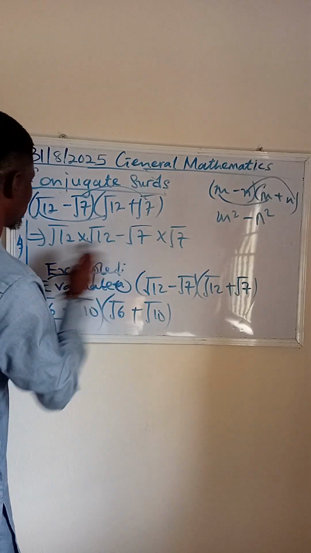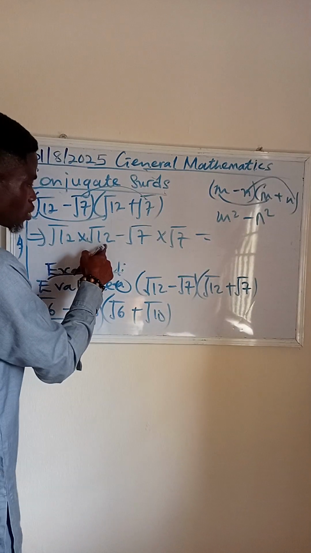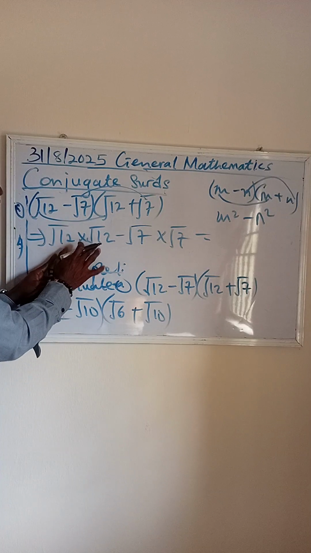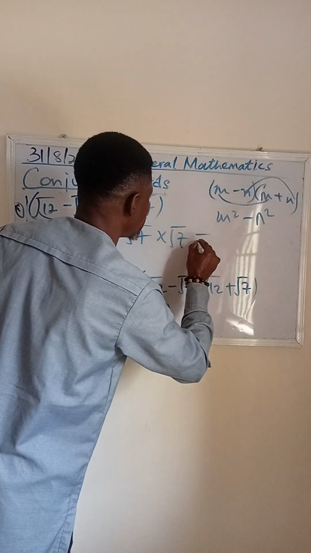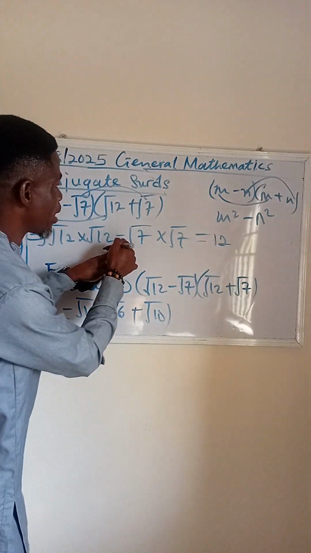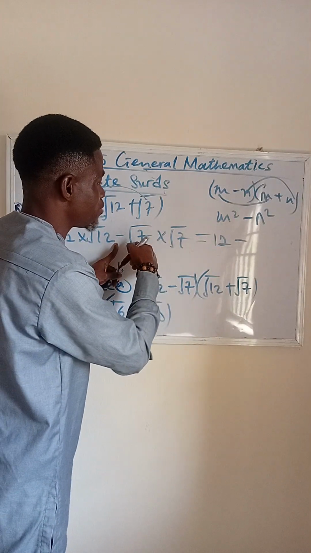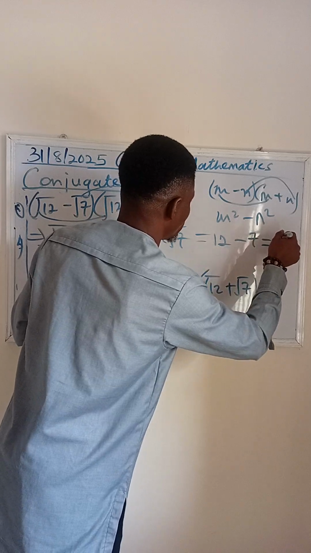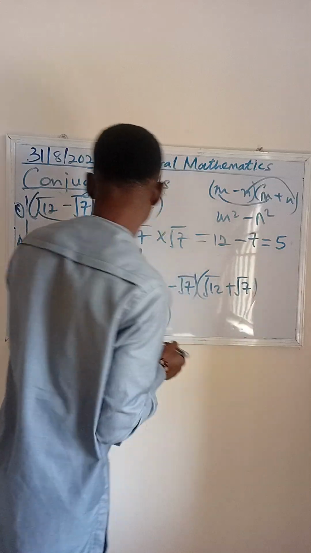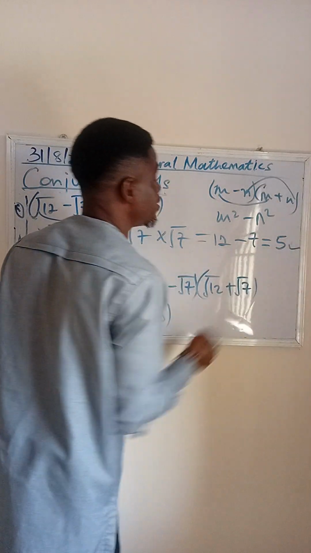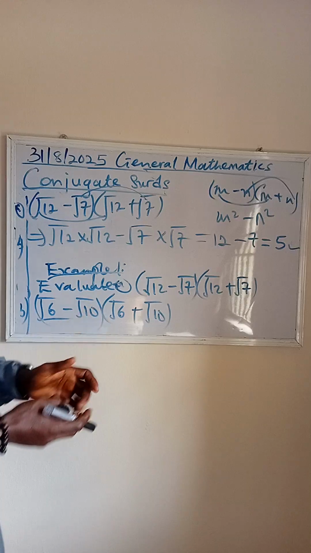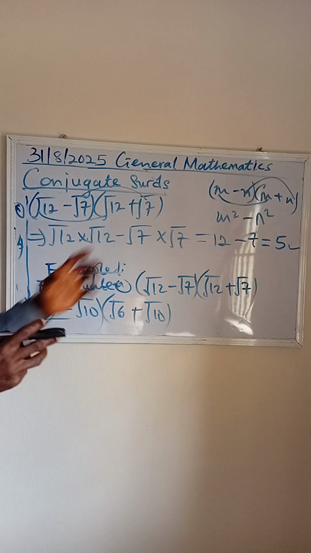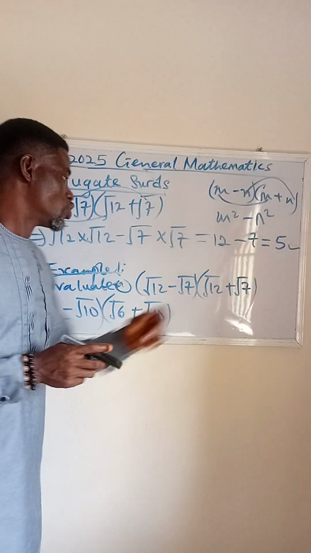Now, what's the next thing? Root 12 times root 12. Don't forget that anytime you have the same number under a square root sign, you just repeat that number. So this one will give you 12. Then the same thing, minus root 7 times root 7 will give you 7. So when you minus this one, 12 minus 7 is 5. Can you see now? 5 is a whole number or a rational number. Can you see that by the time you multiply two conjugate surds together, you are going to have a whole number or a rational number.